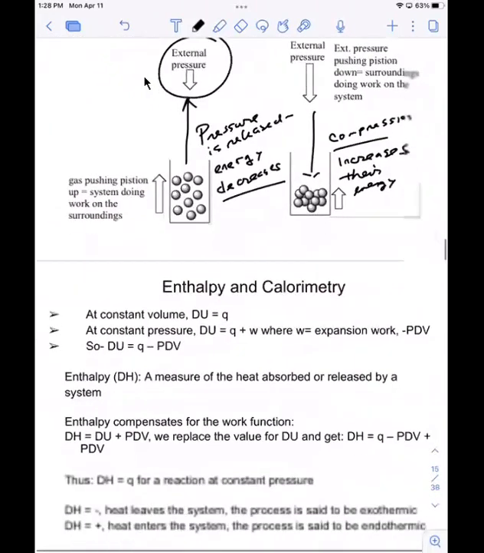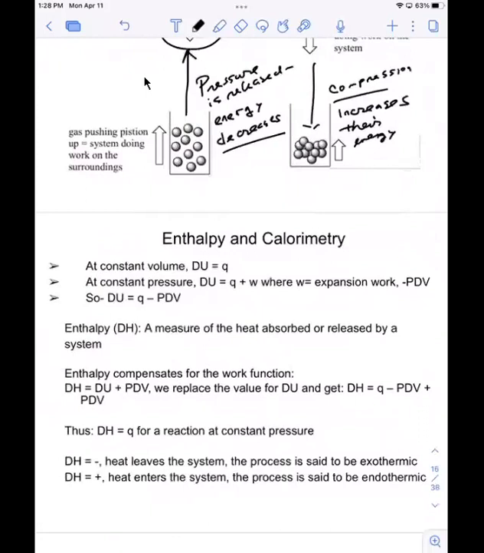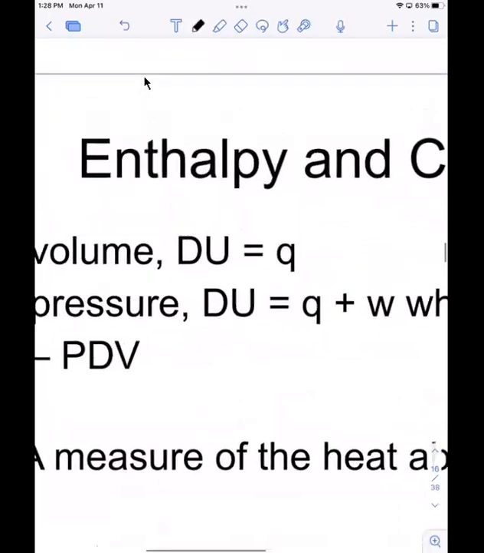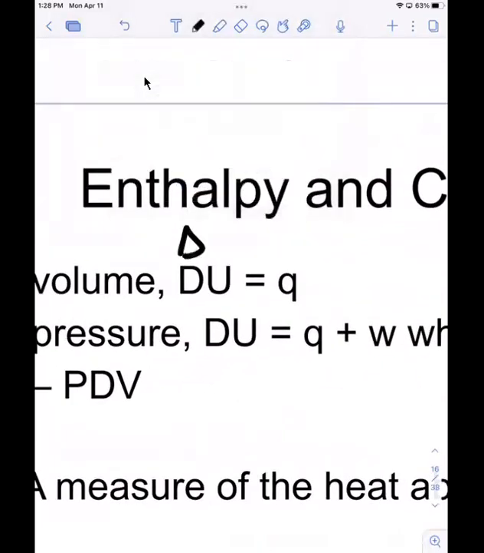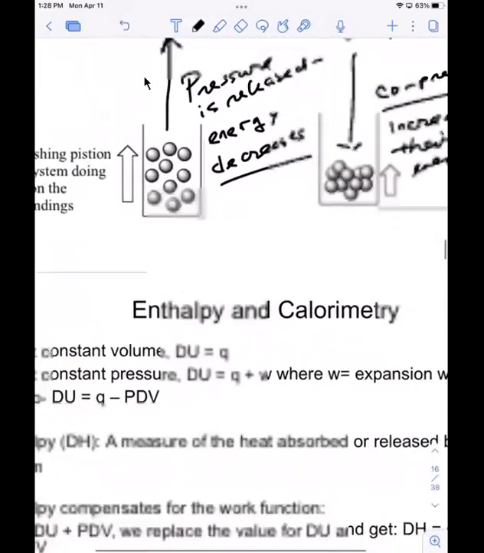So all of that ties into enthalpy and calorimetry, and how we use calorimetry to measure enthalpy. So there are some things that we have to think about up front. And everywhere you see a D, it should be a delta. I apologize for that, but I meant to fix that last night. But everywhere you see a D, is delta.